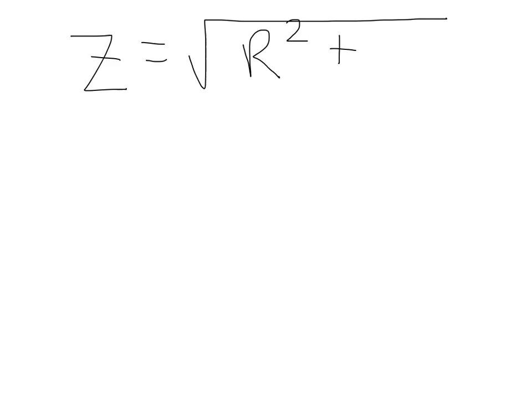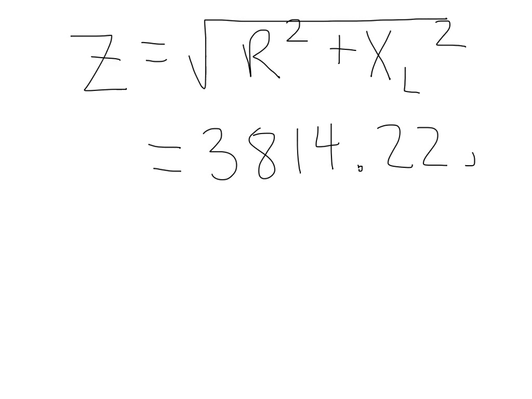Next, I calculate the impedance of the circuit. The formula for that is the square root of the resistance squared plus the inductive reactance squared. So using my calculator, I'll type in the resistance, which is 2.7 k ohms, that's 2700 ohms, then I square it, then I go plus the inductive reactance, which is 2,694.12 ohms, square that, equals, and then I take the square root of that answer, and I come up with 3,814.22 ohms.